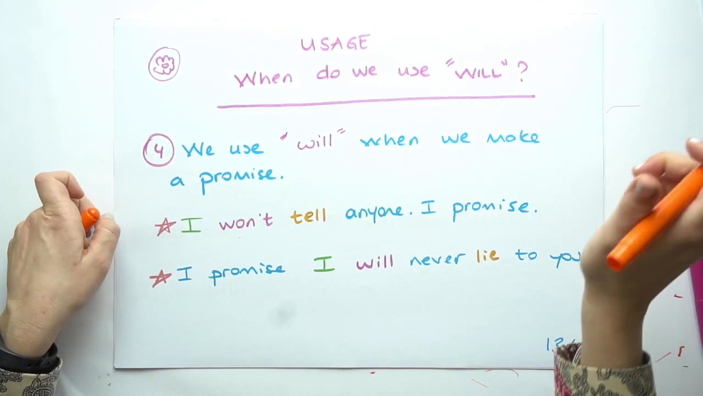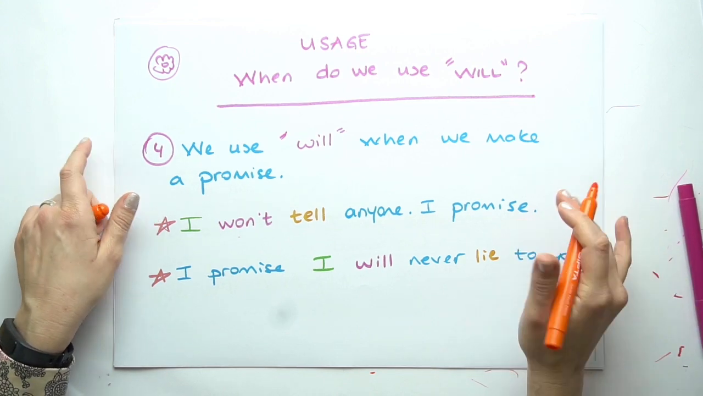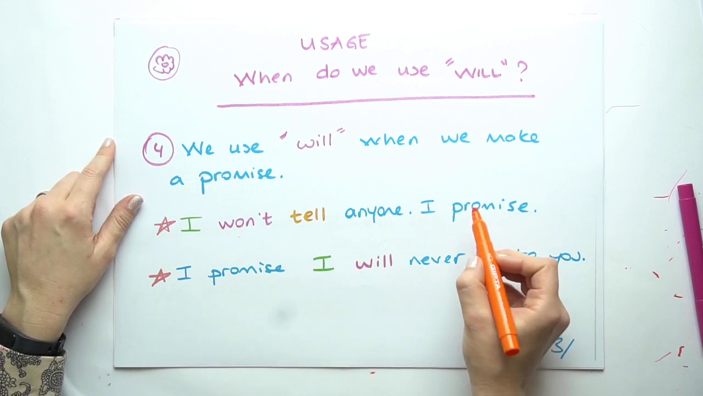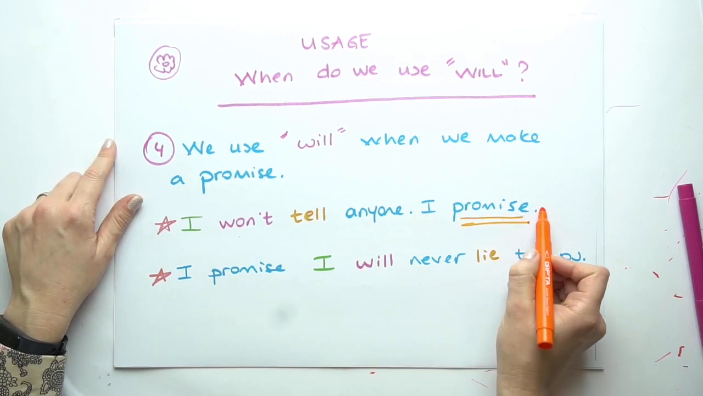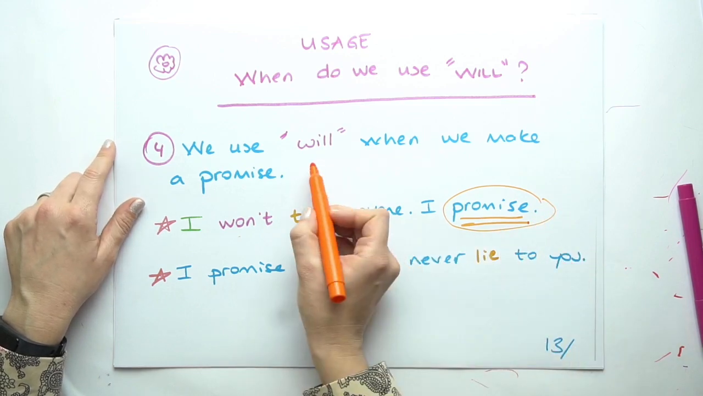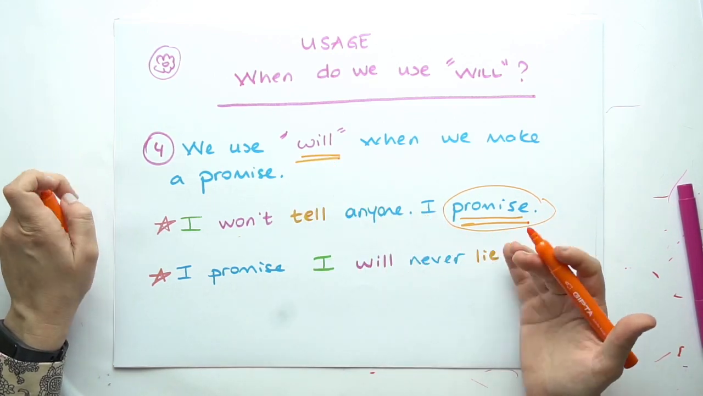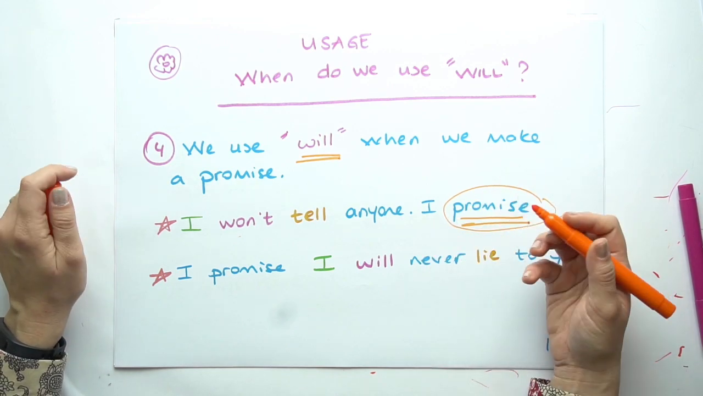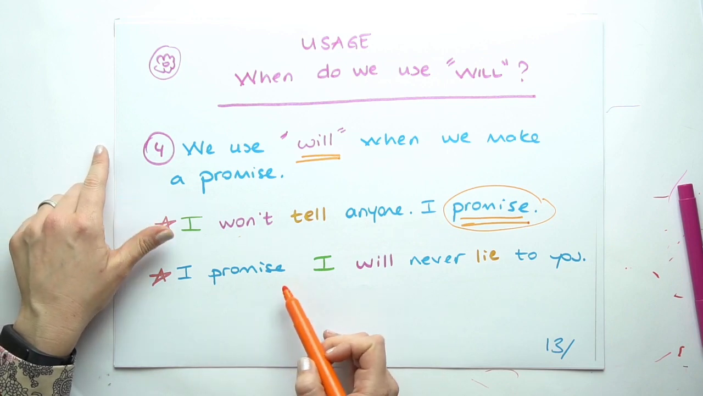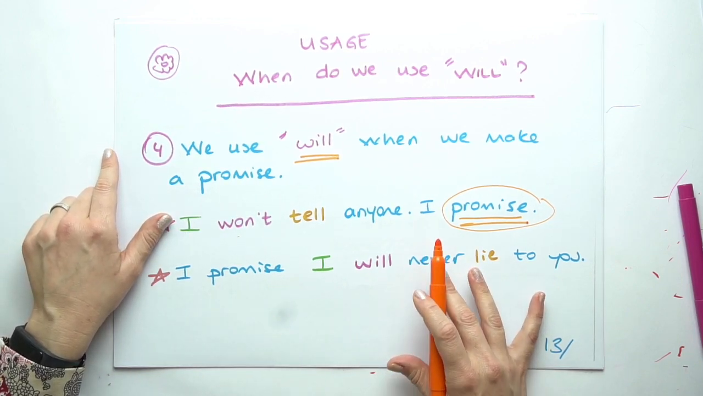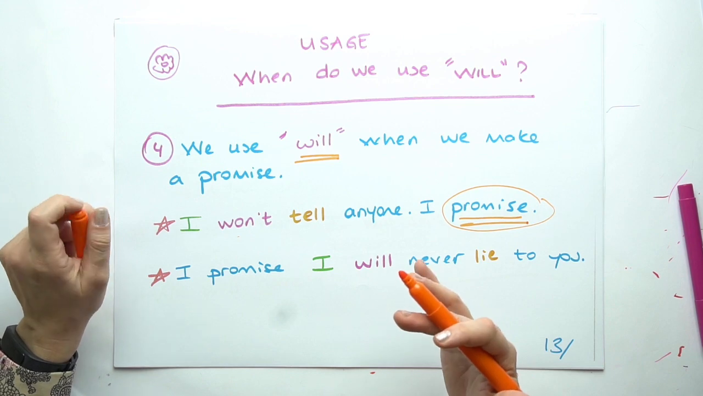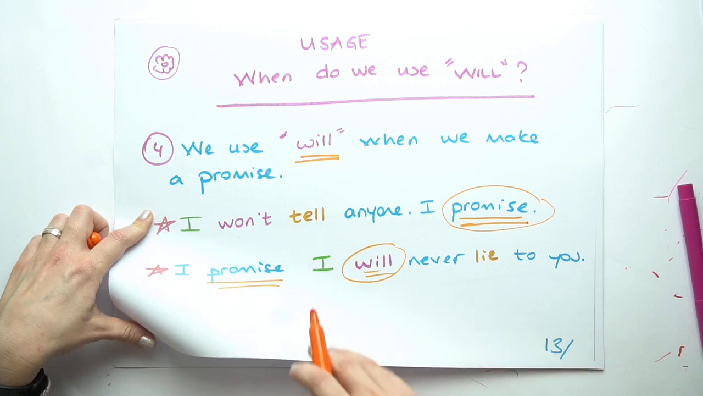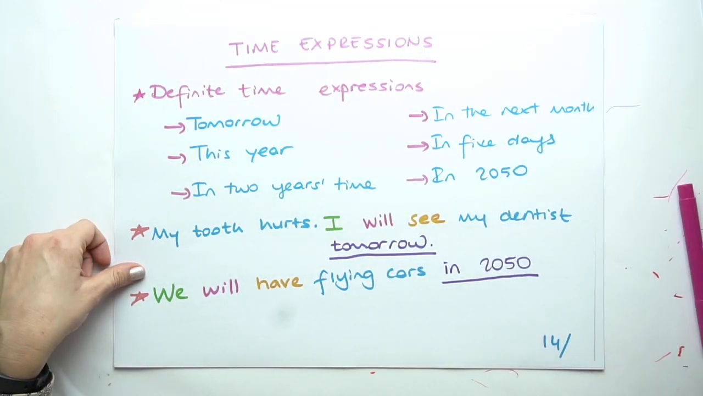So the fourth usage, when do we use will? We use will when we make a promise. I won't tell anyone, I promise. When I see this word, I always use will because it's not based on any proof and there is no plan. This is what I think, that's why what I promise on. I promise I will never lie to you. This is what I think about. This is not a planned action. When I see promise, I will always use will.